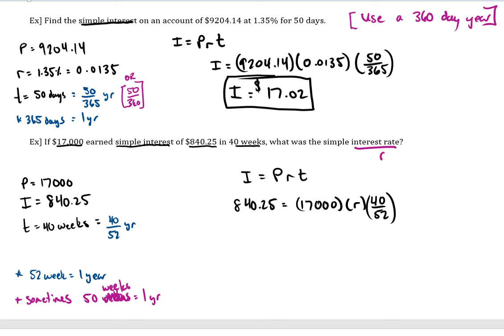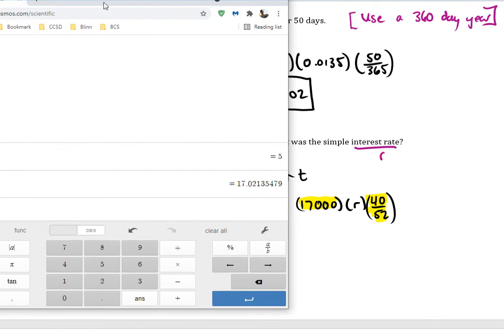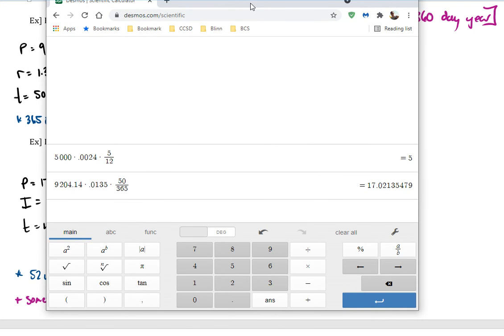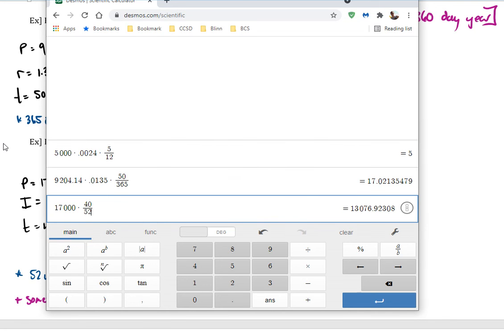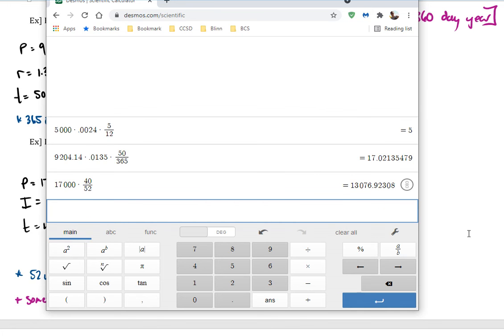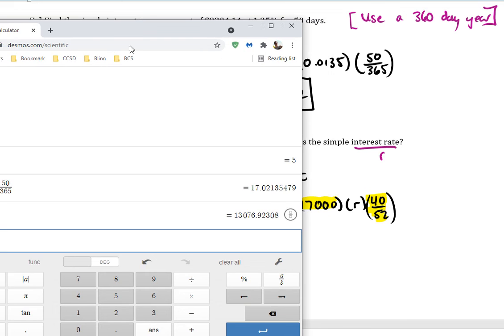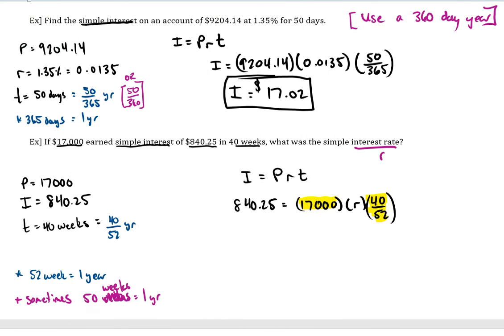Well, we could still do our steps to solve an equation. So over here, these could multiply. Remember, the order of multiplication doesn't matter, so you can move the R to the very far right, and that's what I will do. So let's go ahead and get that multiplied. So we have 17,000 times, and then the 40 divided by 52 is that amount. Okay, so this is where the calculator can save this number, and I don't really want to round it. Okay, so but I can still write what's over there.